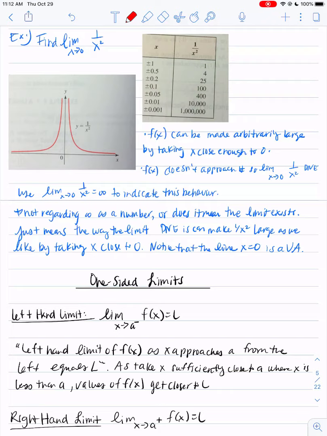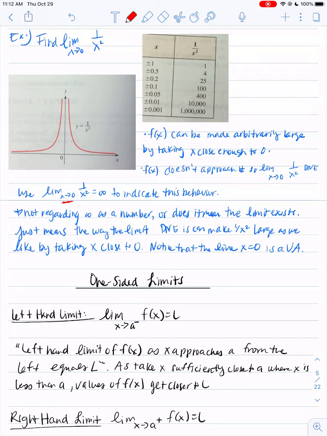And then notice that in this case, when we have our limit as x approaches 0 of 1 over x squared equals infinity, we have that the line x equals 0 is our vertical asymptote. And we could tell that it's a vertical asymptote because that limit goes to infinity.